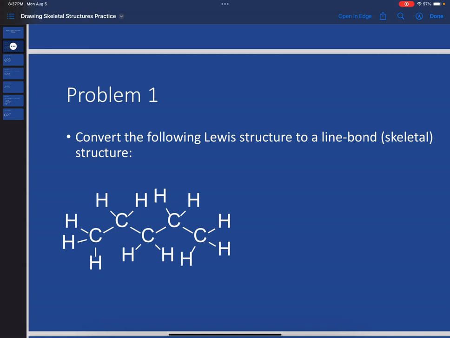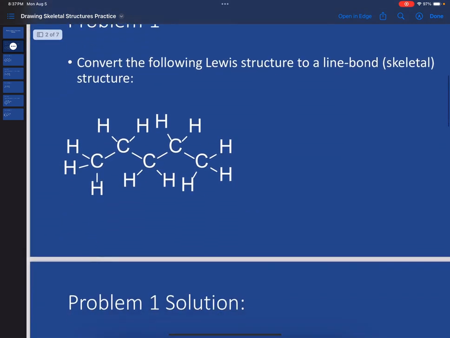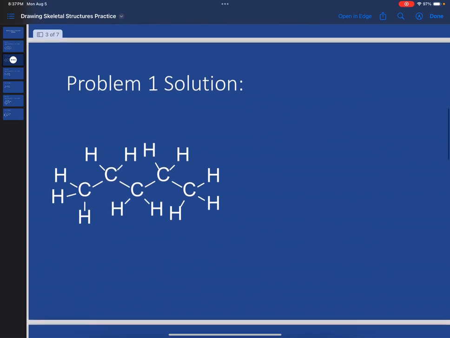Okay, so for the first problem, we're going to convert the following Lewis structure to a line bond or a skeletal structure. A lot of times, depending on your instructor, they may say line bond or they may say skeletal. I usually say both just so that you're exposed to both nomenclatures, but it means the same thing. Draw sticks, not atoms. Okay. So this is where you can pause the video. I'm going to go ahead and go to the solution slide where I'm going to show my work.